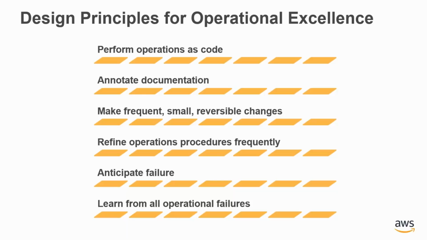Fifth principle is to anticipate failure. This really has an aspect of reliability, of course, but you want to be able to anticipate where failures will happen and how to recover from them. And the last thing is that you want to learn from all your operational failures.